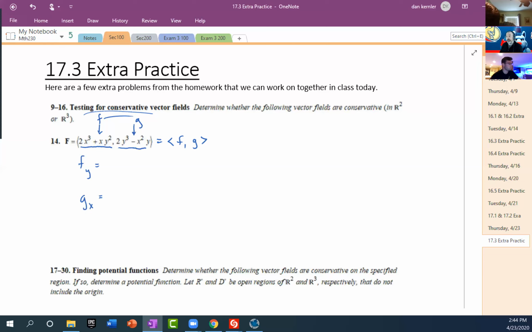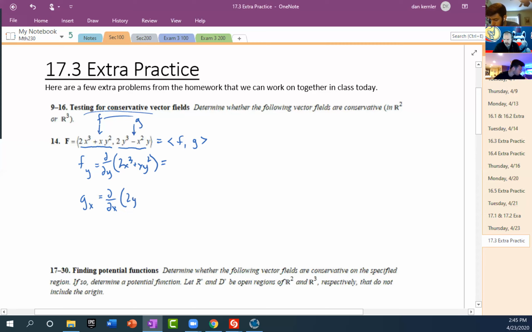Do you take the partial of just, so is it the vector, like the partial of f with respect to y and then the partial of g with respect to x? What you're going to do is take the partial derivative with respect to y of just the x component of the vector. Yeah, just that. And then for g with respect to x, it's just the y component? Correct. Okay, got it.